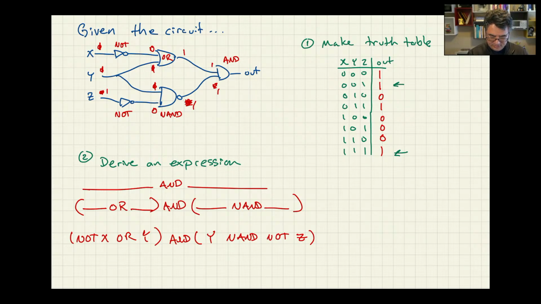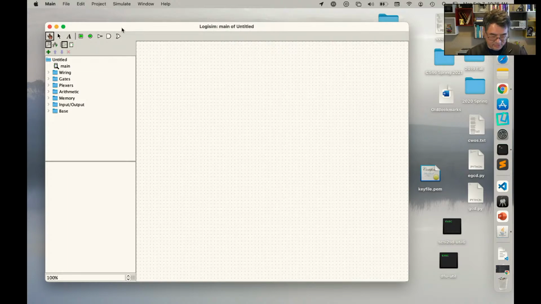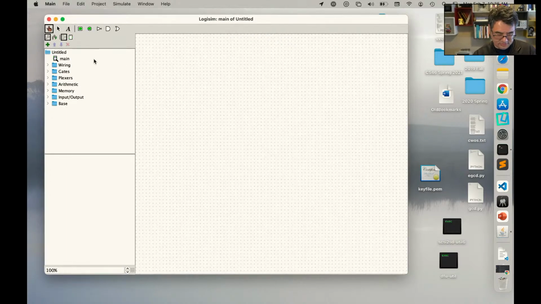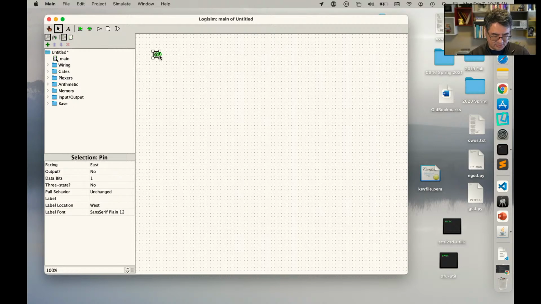Let me find Logisim on here. Okay, with this program, we can basically hook up this circuit. So let me put in my inputs. So here is X, Y, and Z. And let me label those.